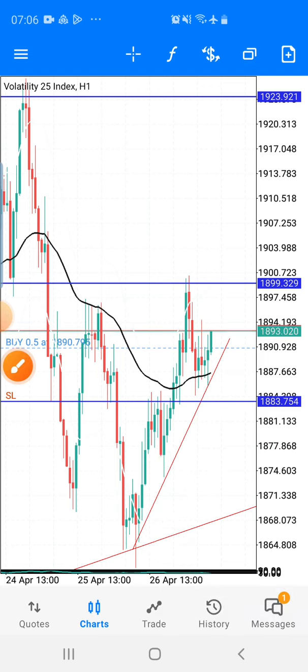But one more thing, guys, I want to share with you one more thing about this strategy: how to filter the exact point you're going to enter, or how to confirm this bullish run at this point.